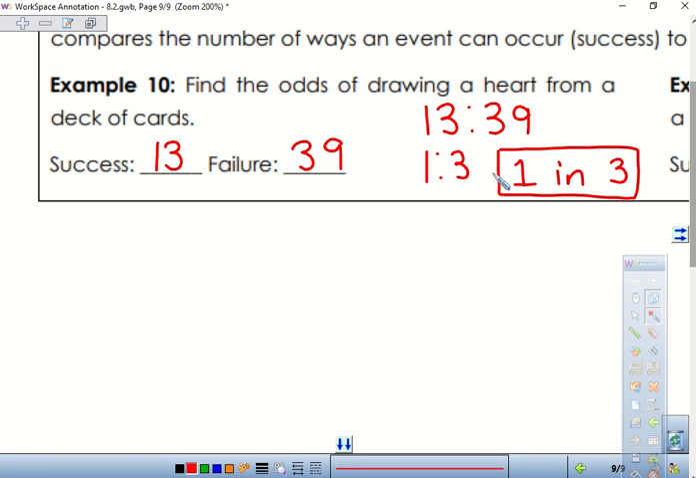So it's a very different way of talking about probability. So when they say 2 in 4, it's not like a fraction, it's a different expression, okay? You can convert it to a fraction if you wanted to, but.